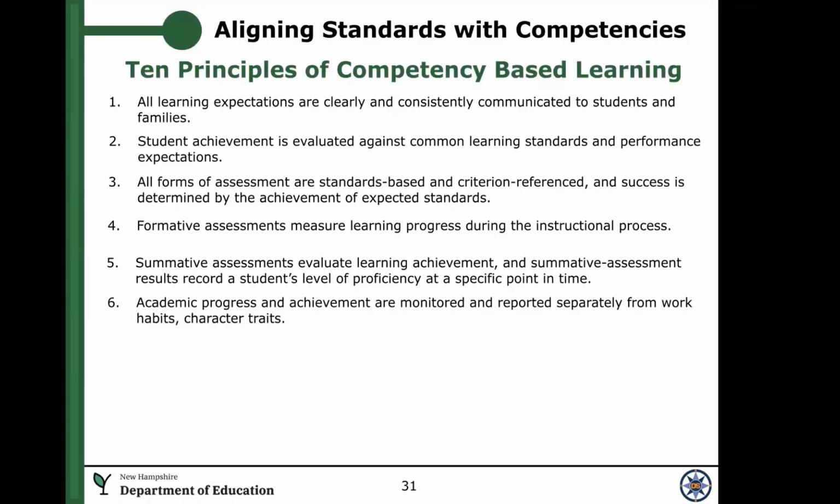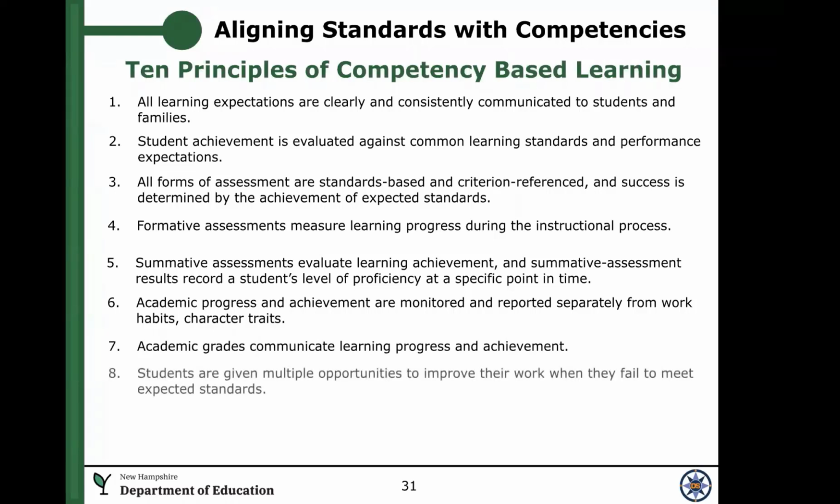The academic progress and achievement are all monitored and they're reported out separately from what the work habits are or sort of character traits of that. So it's separate from, did they turn in their homework, or maybe it's not the neatest presentation or what have you, but is there academic progress happening and where is their actual achievement? So the academic grades are going to communicate that learning progress and what the achievement is.